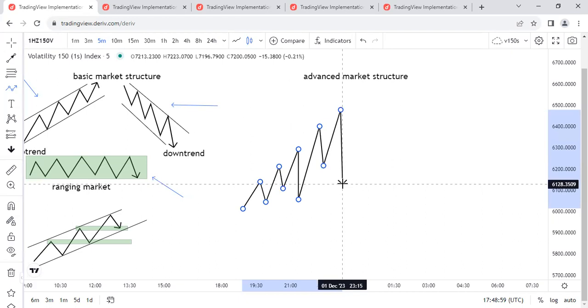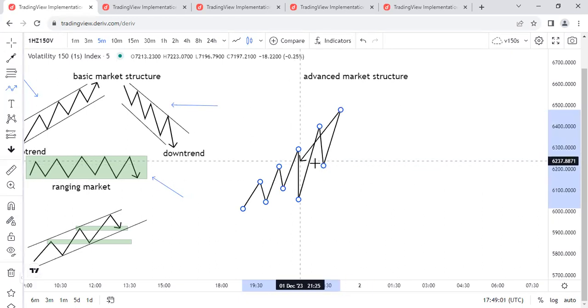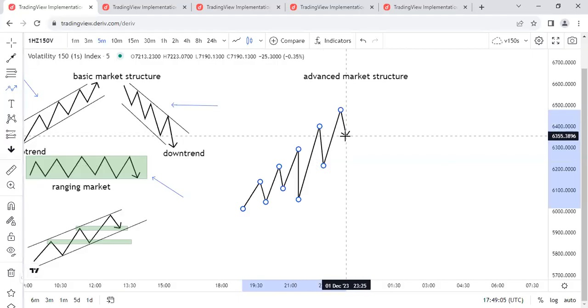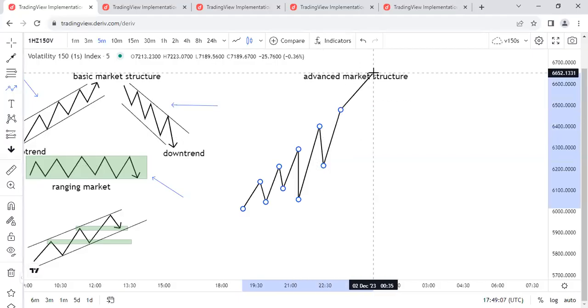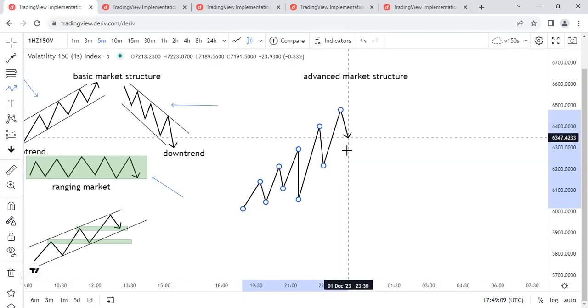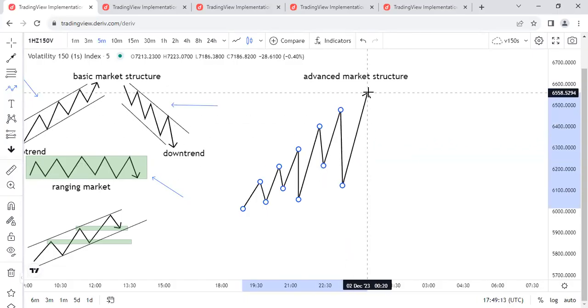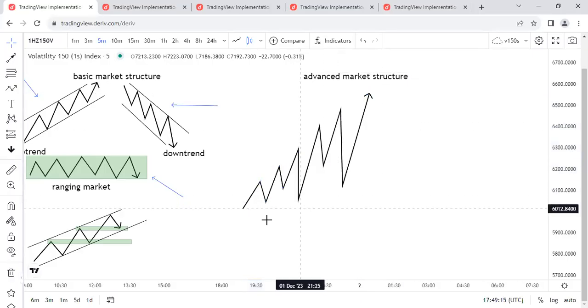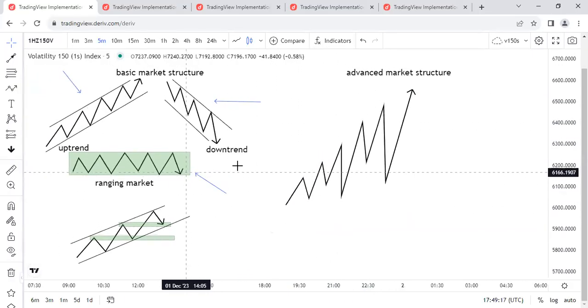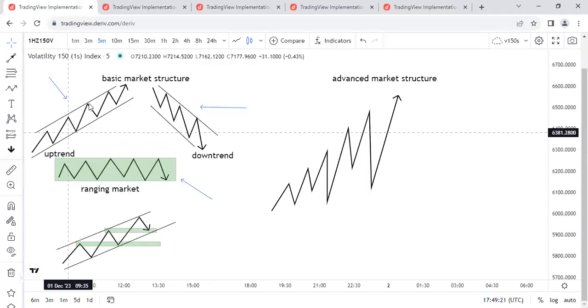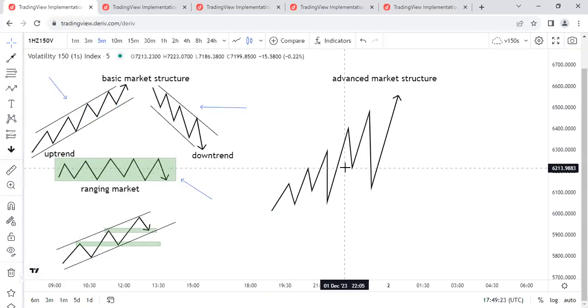Price took you out. Because initially you'll be entering from here, hoping that price is supposed to retest this support and then continue to the upside. But what does it do? It takes you out of the market and then continues to the upside. You can see the difference between the movement of this basic market structure, which is so simplified, and the movement of this advanced market structure.